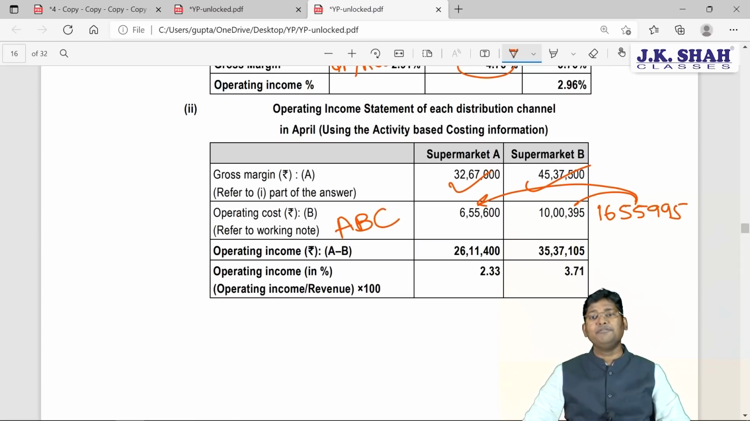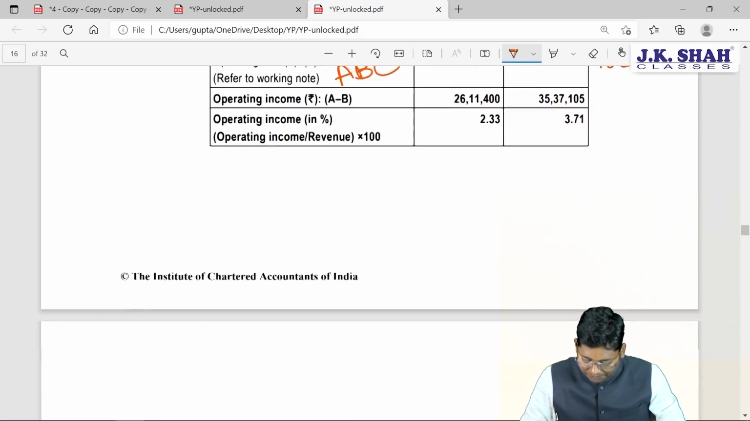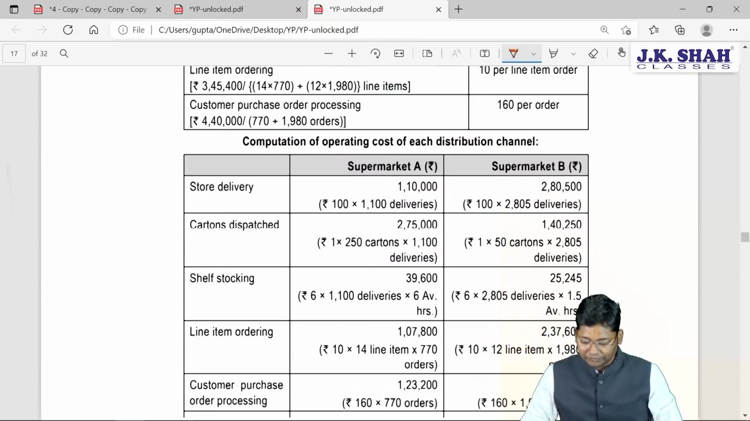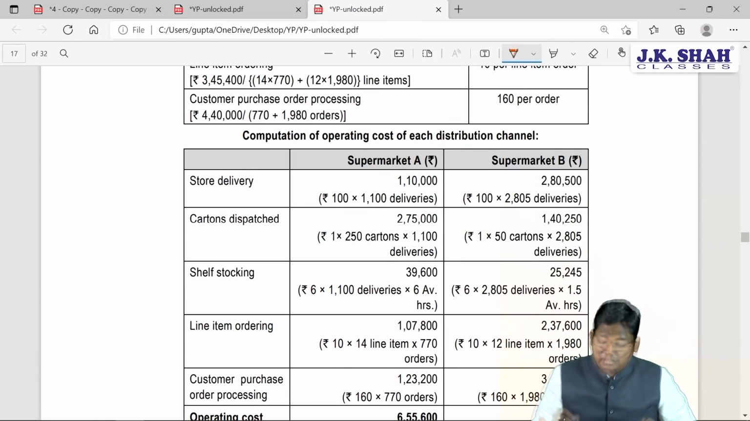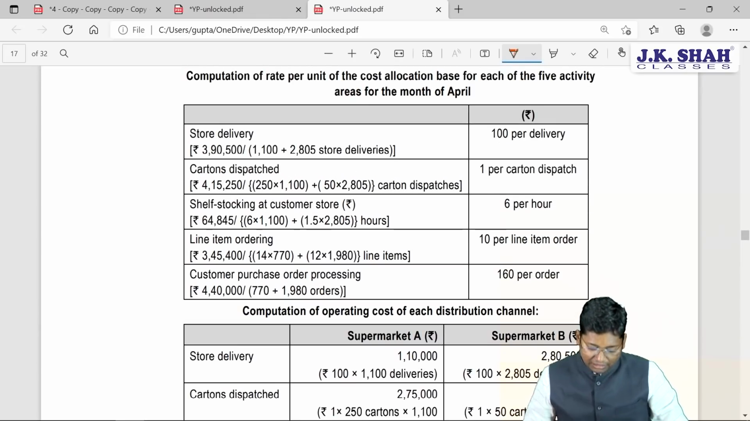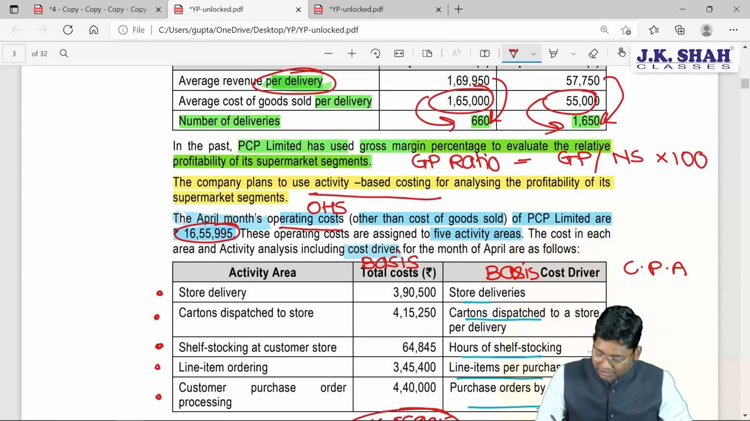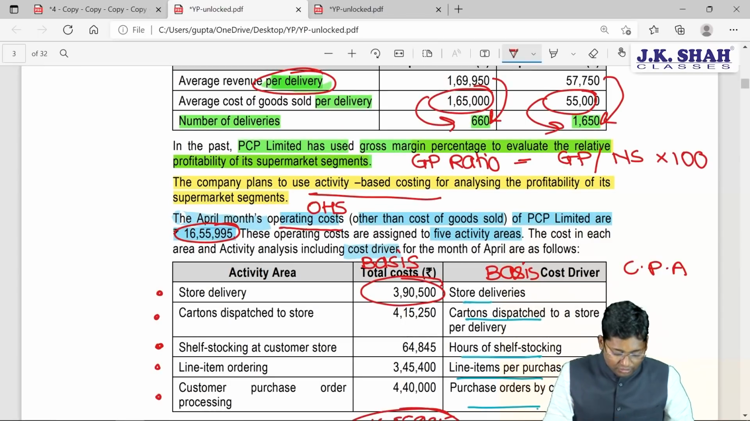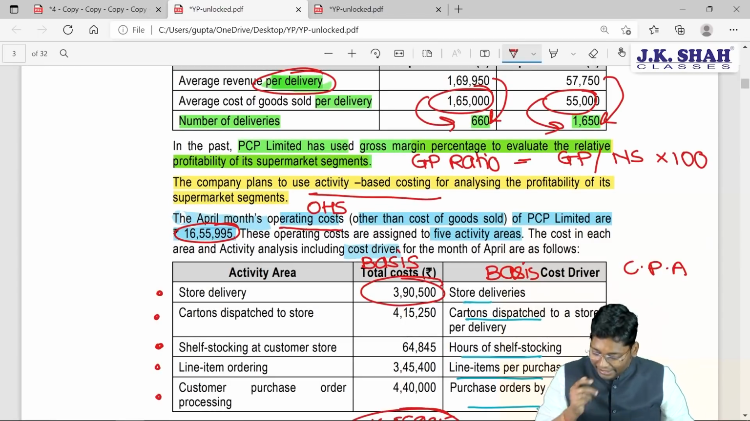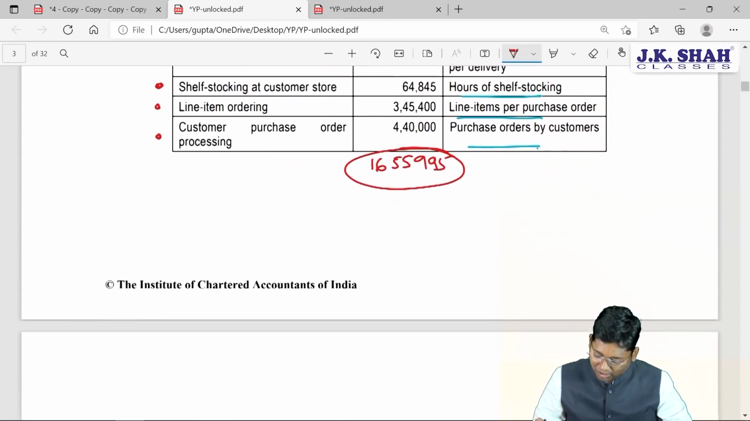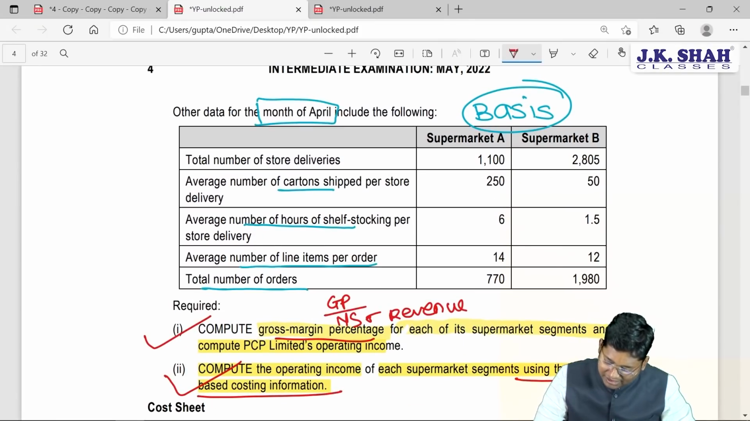Sir, how this bifurcation is to be done? For this purpose they have prepared one statement. Okay, according to the statement, total store delivery cost. Now total store delivery cost per activity cost is computed first. Sir, how to calculate per activity cost? Try and understand. Total store delivery cost is 3,90,500, but this particular cost you have incurred on all the store deliveries. Now what are the total number of store deliveries given in the question?